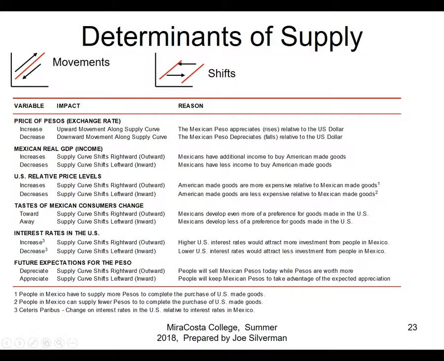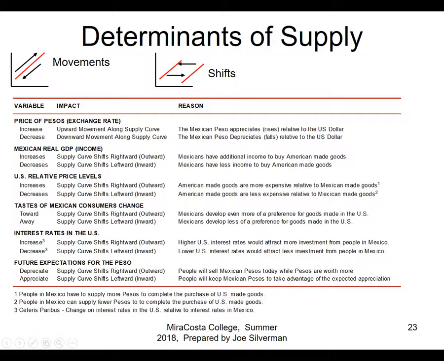This one's a little tricky, but bear with me. If prices of American-made goods went up, in the long run, that would hurt U.S. exports, because people in Mexico would find them to be more expensive, and so therefore they wouldn't buy them. But in the short or medium run, if people are committed to buying American-made goods, and now they find out that these goods cost more, then they're going to have to supply more pesos to exchange for dollars to buy these goods.